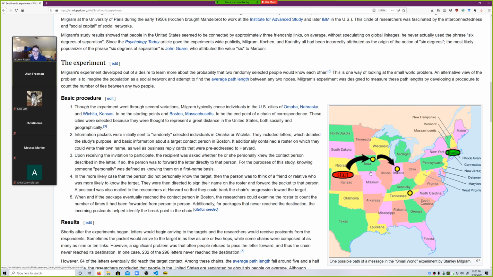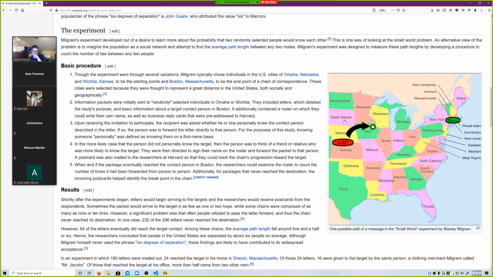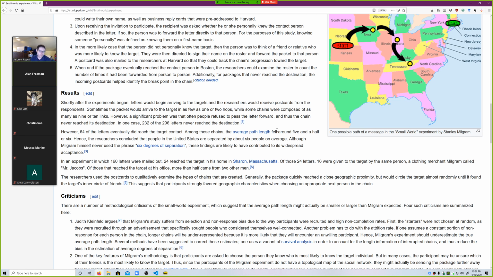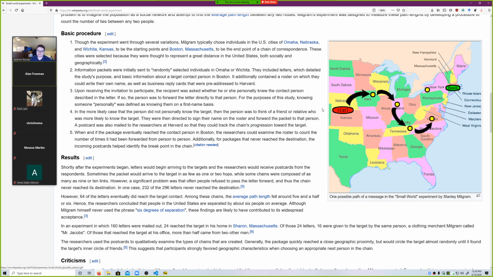If you don't know this person, who is in Boston, Massachusetts, then send this mail to the person you believe is most likely to know them. So somebody in Kansas might send it to Iowa, who might send it to Indiana, who might send it to Tennessee, who might send it to Virginia, to New York, and that person in New York might know them. On average, it took about 6 forwards from this random person in Kansas to get to the other person.